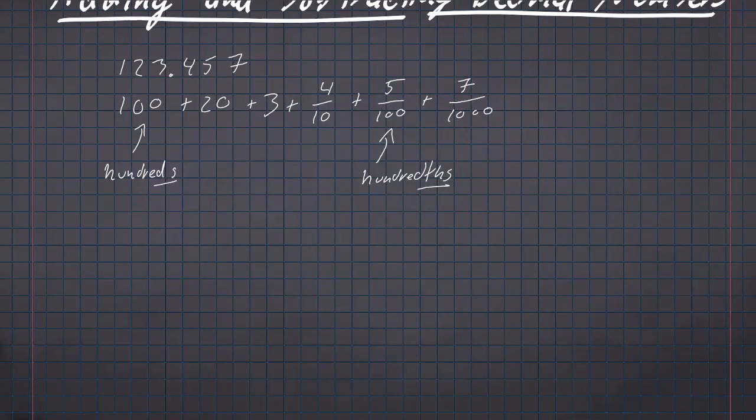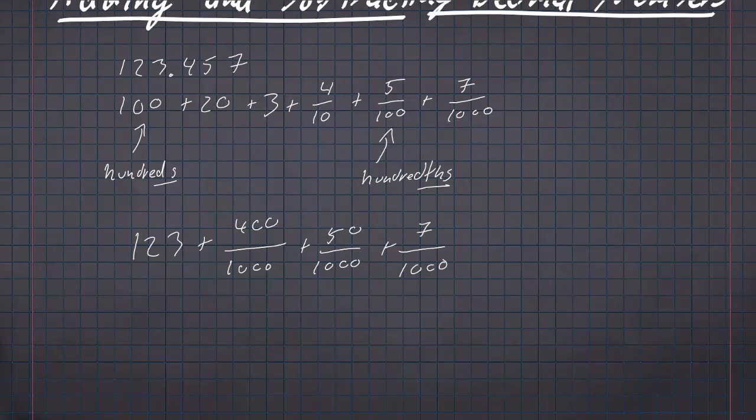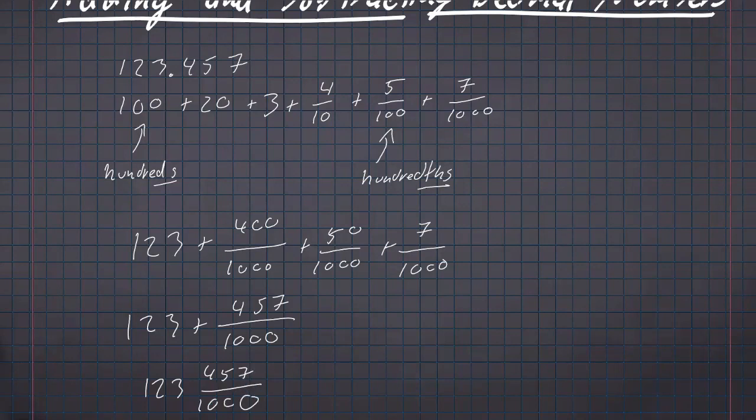And so when you have a number which is written as a decimal, it's really easy to rewrite it as a fraction. You can take this piece by piece, or you can simplify. Finding a common denominator between 10, 100, and 1,000, we have 400 over 1,000. We have 50 over 1,000, and we have 7 over 1,000. So that's 457 over 1,000. And adding a whole number plus a fraction gives us a mixed number.